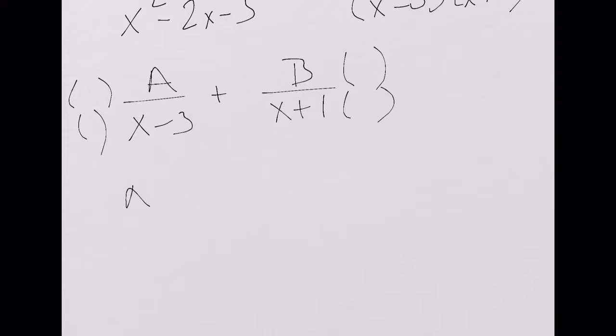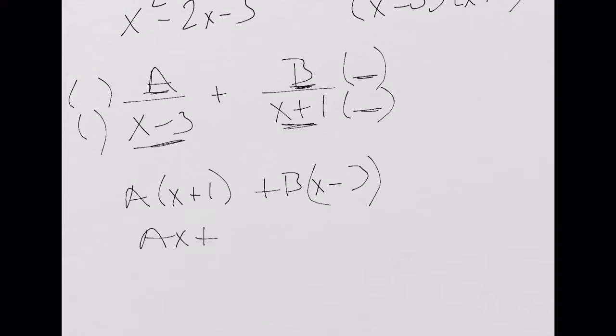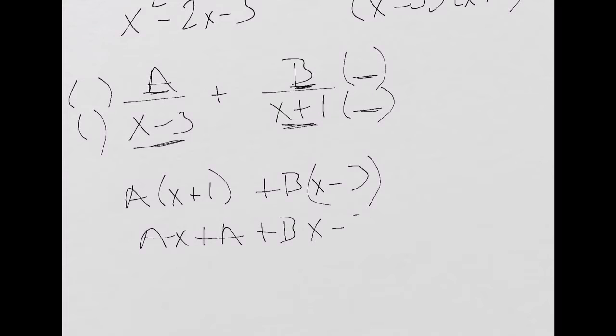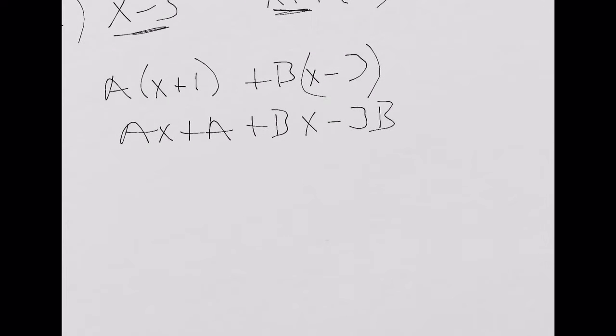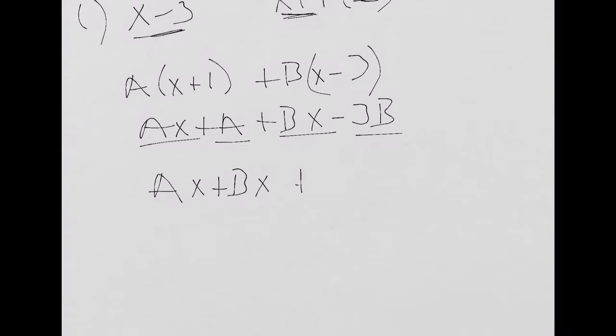We're going to say a times x plus 1, again, a times the x plus 1, and we're also going to multiply b times the x minus 3, because again, that's what I would have to do to get a common denominator. So what I have here is ax plus a plus bx minus 3b. So that doesn't mean a whole lot to us. But I could combine my x's together and say, well, ax plus bx, and then my constant terms plus a minus 3b.